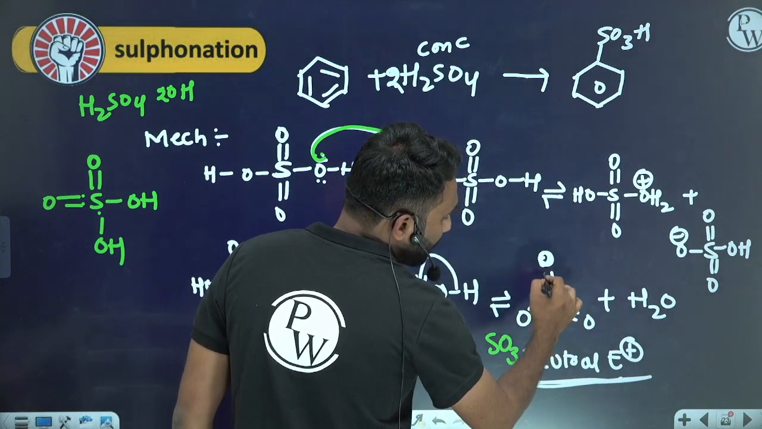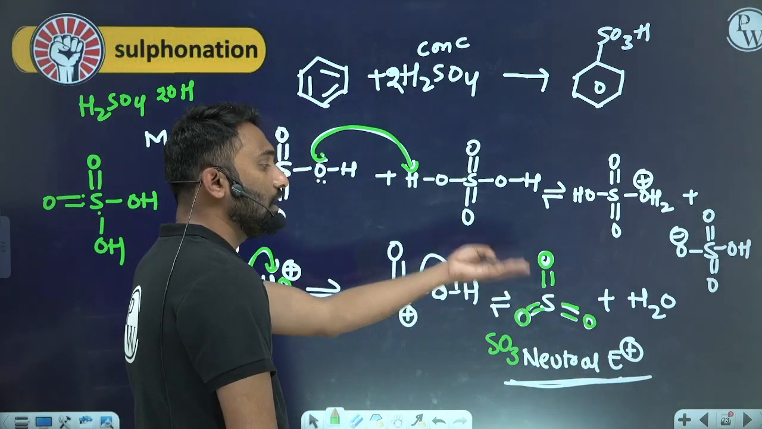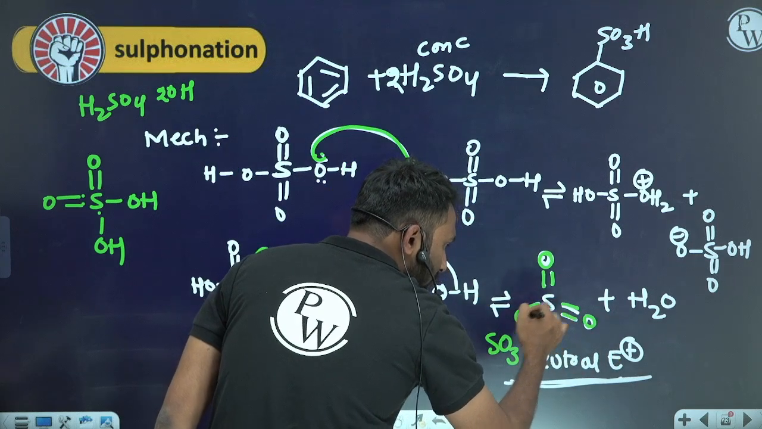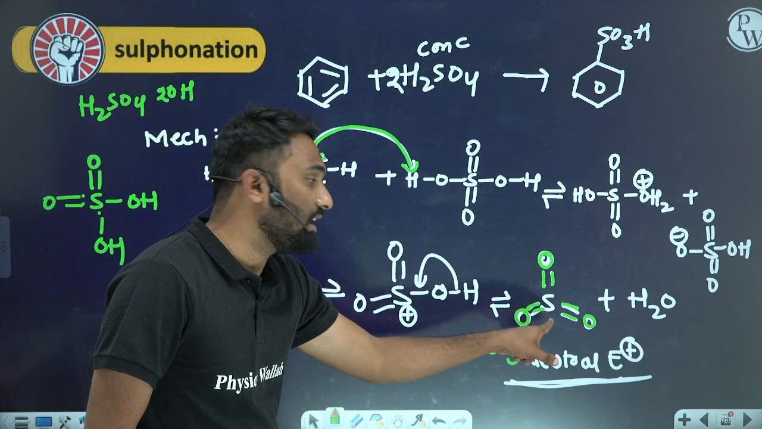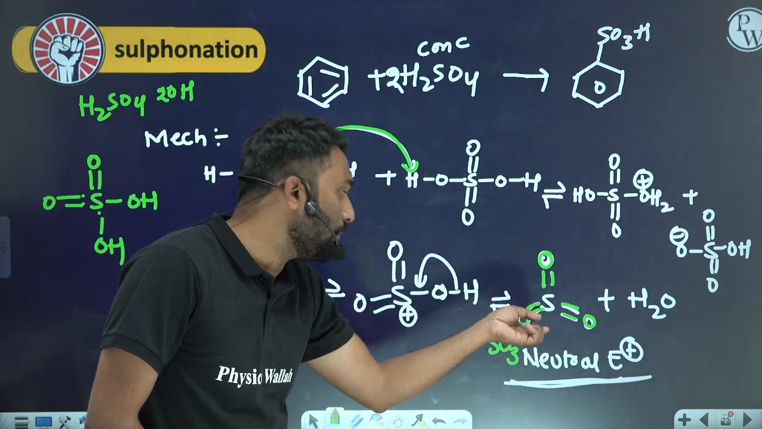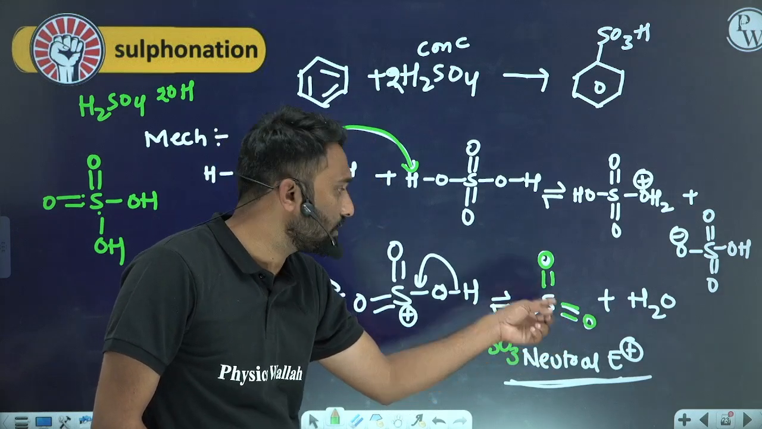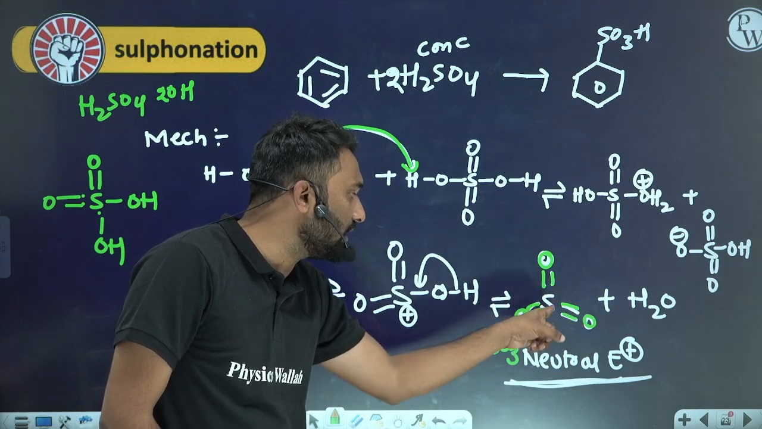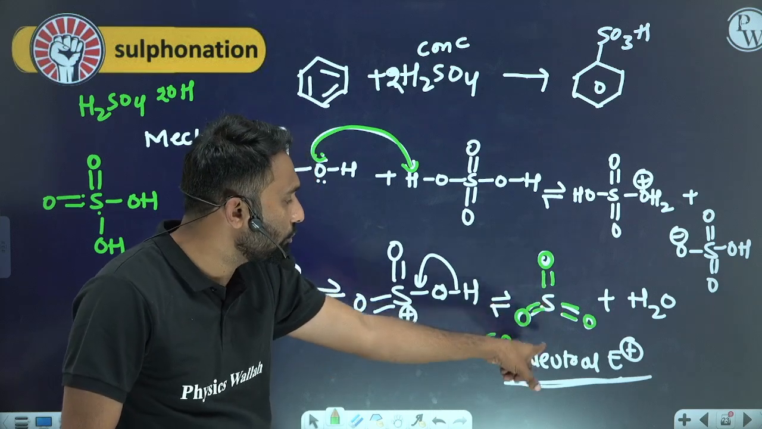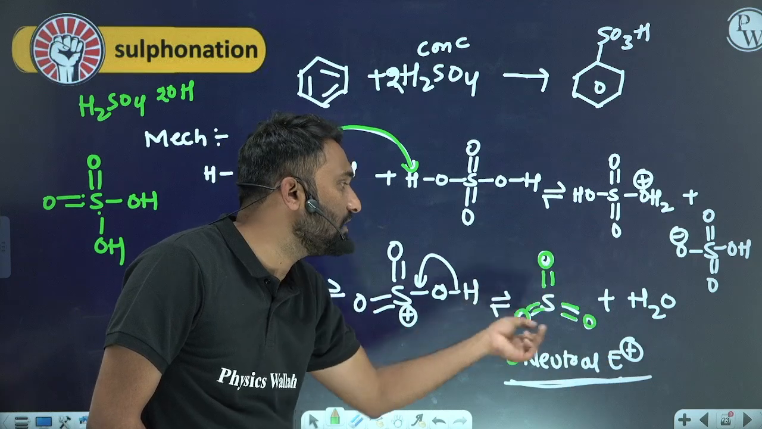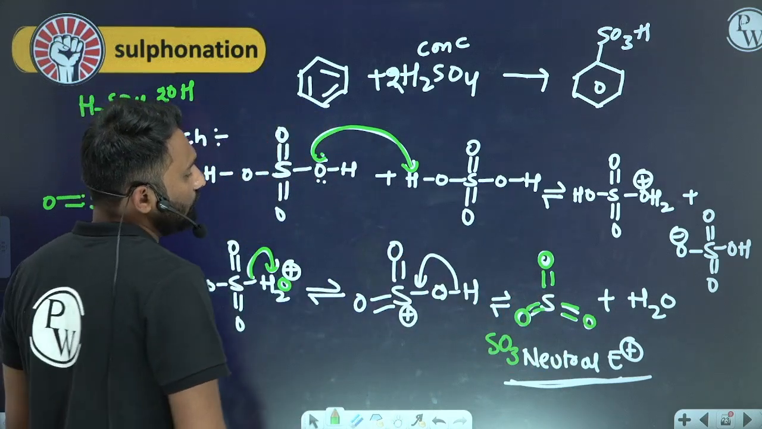This SO3 is a neutral electrophile, because the sulfur is attached to 3 more electronegative groups. The bond pairs of electrons are pulled by the oxygens, so the central sulfur has more positive charge, and it acts as an electrophile. That is why we call it a neutral electrophile: it is an electrophile without charges. This SO3 is called a neutral electrophile.